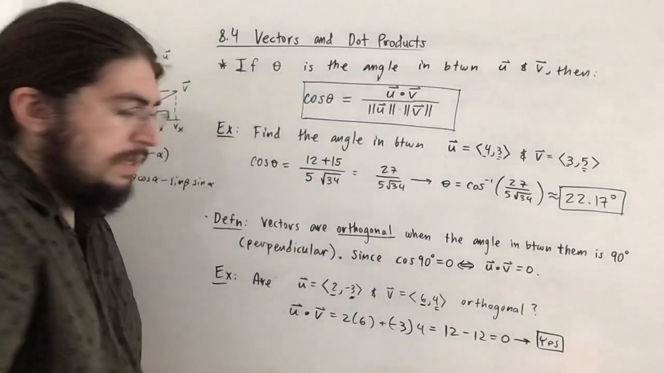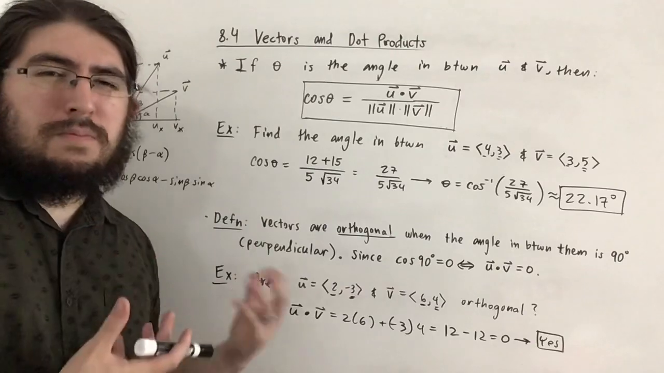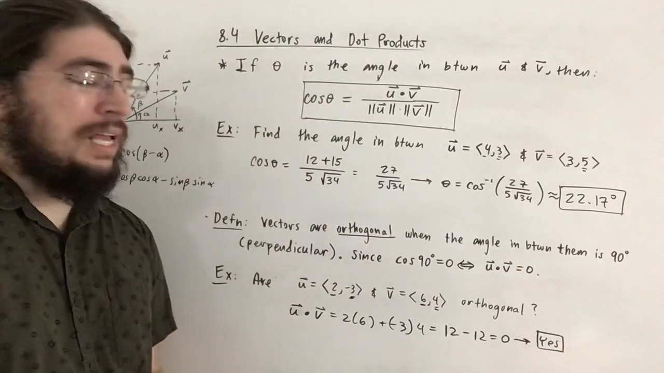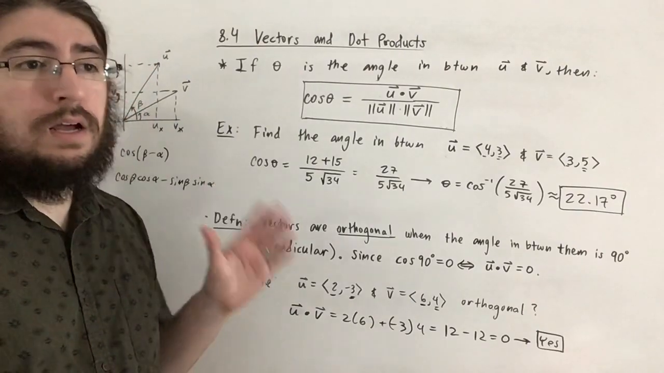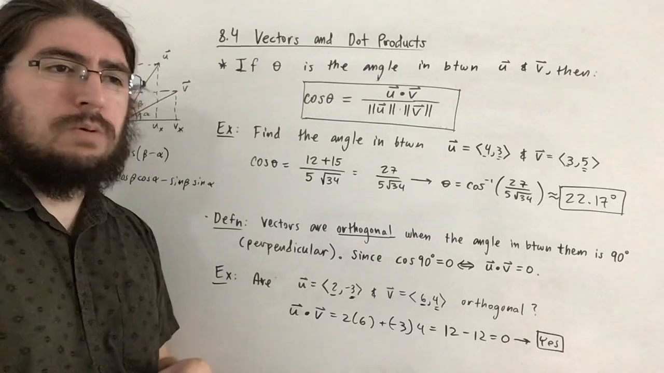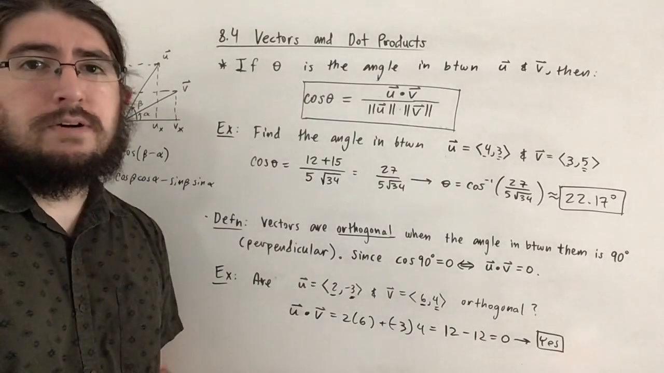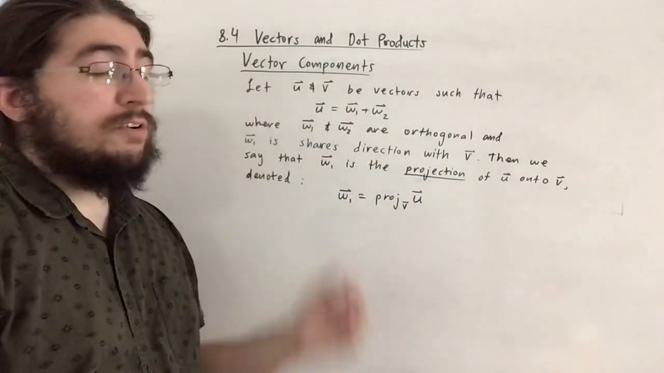Great. So now we're going to move on to some more advanced concepts that will piggyback off of this idea and will allow us to look at what are called projections of vectors onto another vector. So let's take a look to see what that's all about, and then I think that'll basically be the end for 8.4. All right, so the last topic we're going to discuss in this section is vector components.